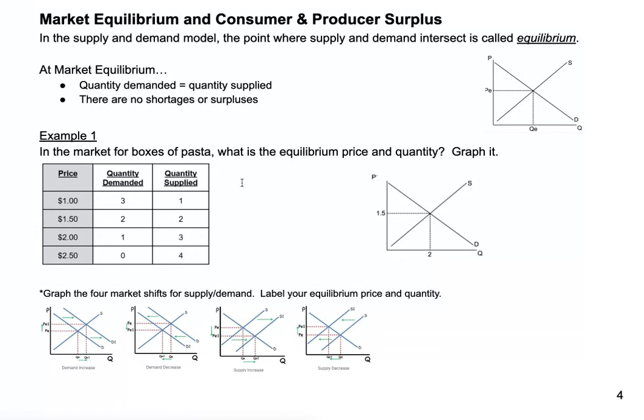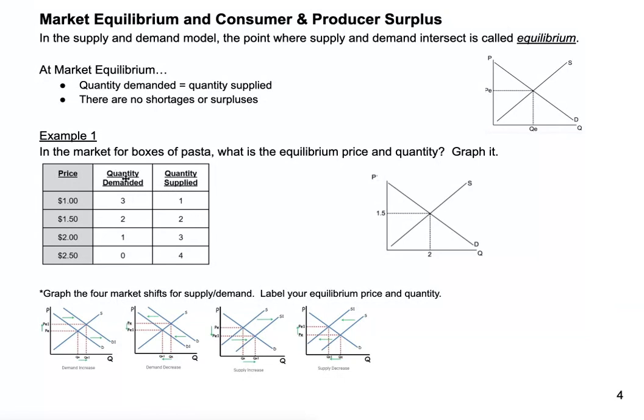If I gave you this table and I said, this is the market for boxes of pasta, what is the equilibrium price and quantity? And then to graph it. Well, by looking at this table, we would look at where the total quantity demanded equals total quantity supplied.